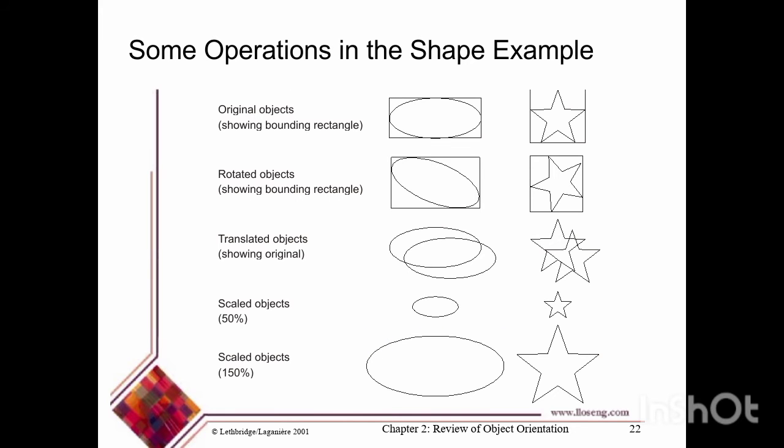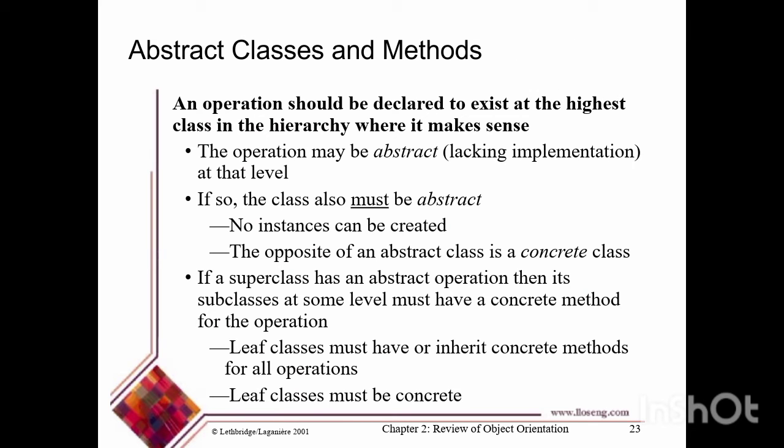Here are some operations in the shape example. Here original objects showing boundary rectangle, and rotated objects showing bounded rectangle, and translated object showing original, and scaling objects we can show, and scaled objects here we can observe that. And next, 23, abstract classes and methods.